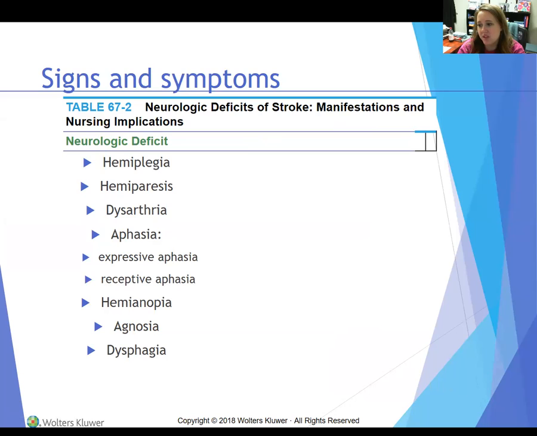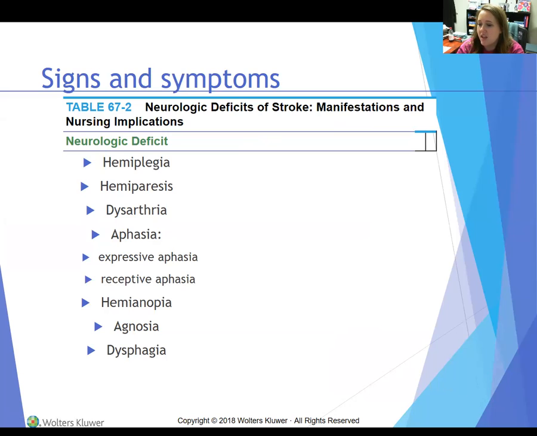Apraxia is the inability to perform voluntary movements, even though the muscle function is normal. So your brain just is not getting that signal to your muscles to tell them, hey, move. Right.